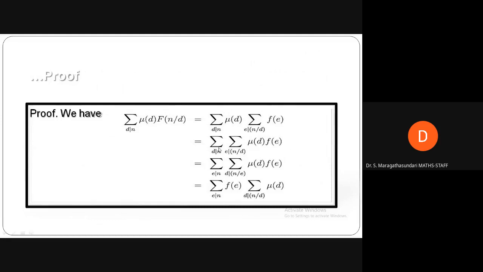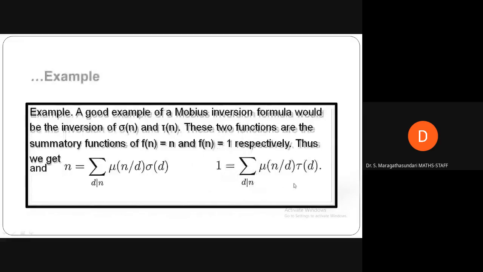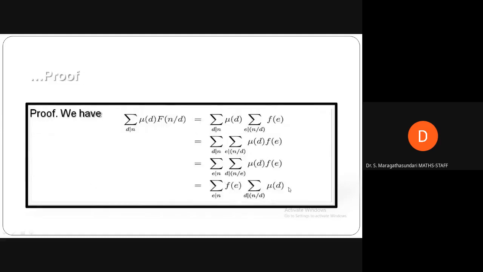And again, the summation over e dividing n, then d dividing n by e. The same concept we are applying here: mu of d into f of e. So again, taking the summations along with the terms, the summation over e dividing n of f of e, and the summation over d dividing n by e of mu of d. Okay. So next, that's all. These things we proved in the previous concept over here. And the left hand side is the summation over d dividing n of mu of d into F of n by d. Just in two steps we give all these proofs.